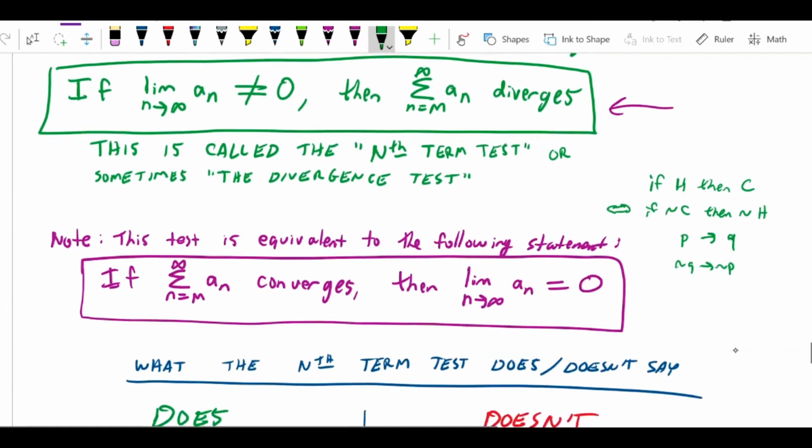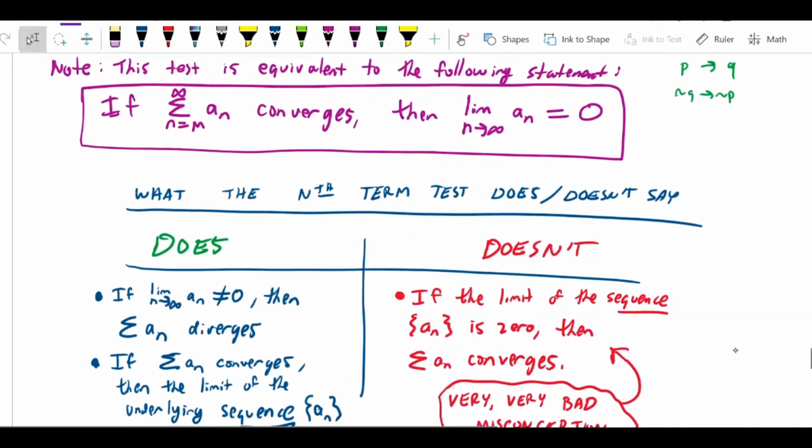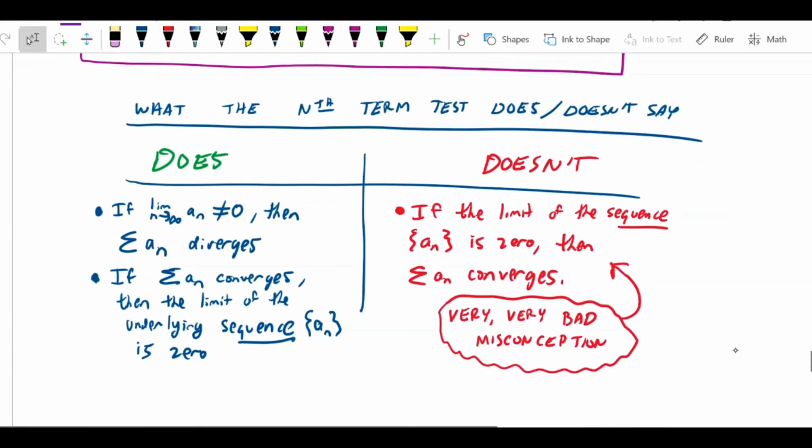So what's perhaps more important, though, is to recognize what the nth term test does and doesn't say. It does say that if the limit of an is not 0, then the sum of an diverges, and it also says equivalently, if the sum of an converges, then the limit of the underlying sequence is 0. The misinterpretation that people often attribute to this statement is if the limit of the sequence is 0, then that means that the sum of an converges.